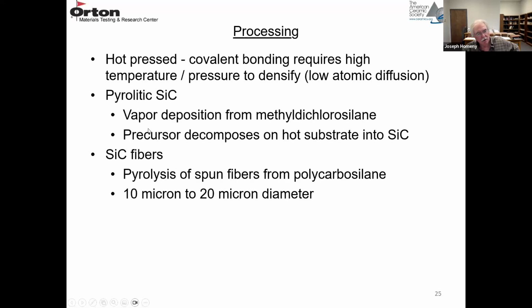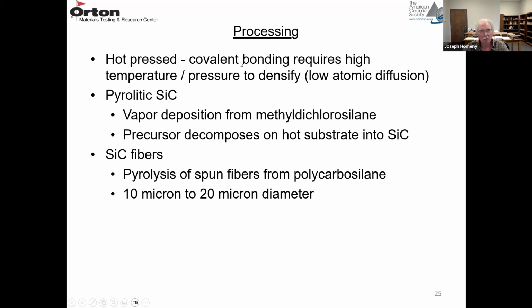And I'll mention these other three processes for making silicon carbide. They're not necessarily useful at all for making a refractory. They're making a high performance material and an expensive material. So hot pressing is an expensive process, and it's designed to make very dense silicon carbide materials.